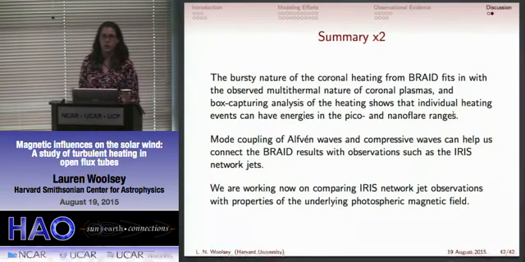And the bursty nature of the coronal heating found in BRAID can tell us a lot of things. It matches with the observed multithermal nature of coronal loop observations, and our box-counting analysis is on par with picoflare and nanoflare energies. In the mode coupling of Alfvén waves, that secondary paper can really help us connect the BRAID results with observations of things like the IRIS network jets, which is what we're working on now.